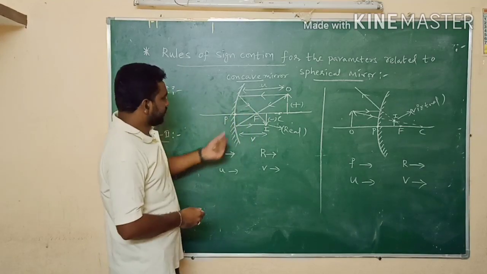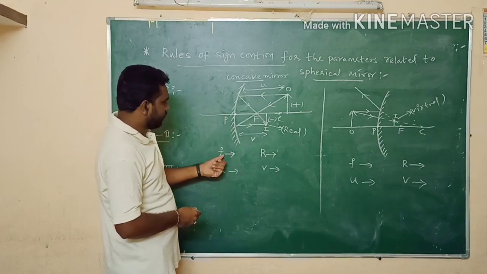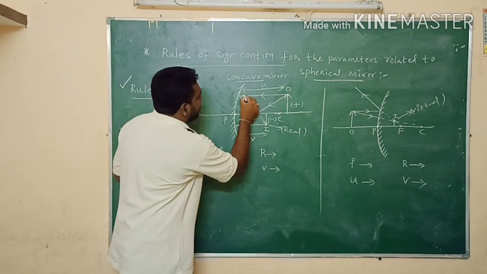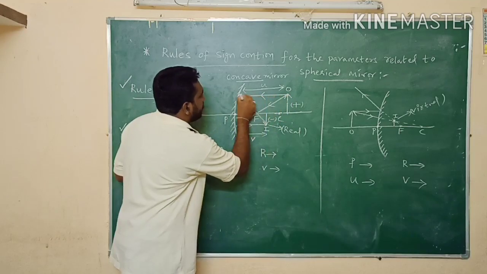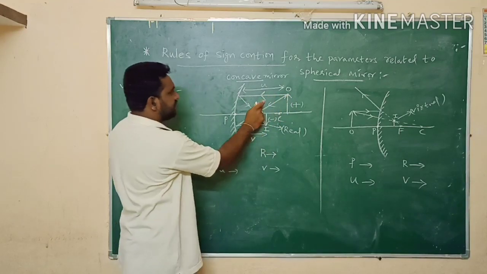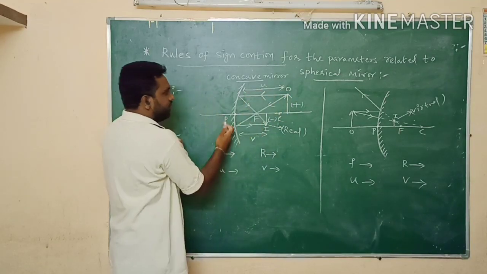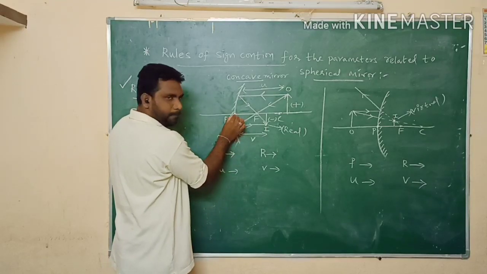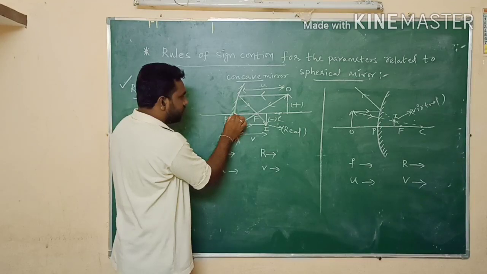So, in the case of a concave mirror, does the focal length become positive or negative? Let us see. This is the direction of the incident ray. Observe the arrow mark carefully. This is the direction of the incident ray. But when we measure the focal length, we have to measure from the pole. From here we have to measure from pole to focus.